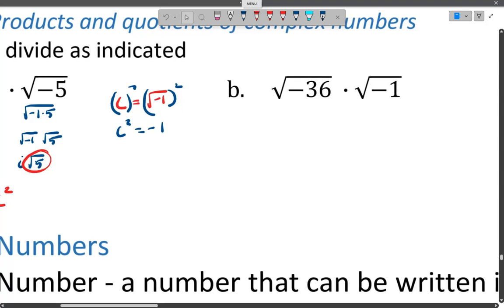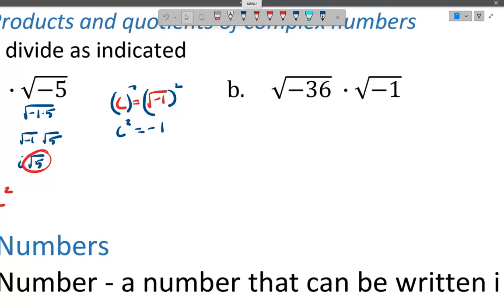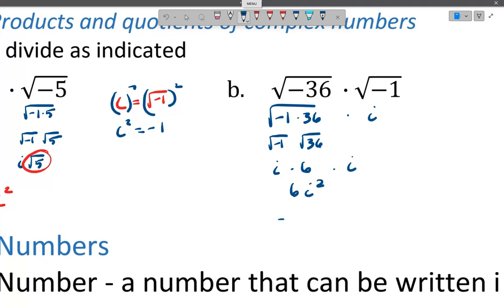Right? So what am I going to do with the square root of negative 36? Negative 1 and 36. It'll be what? 6i. So I've got the negative 1, I've got the 36, so that gives me i and a 6. And then what about the square root of negative 1? That's just i. 6i squared equals negative 6.